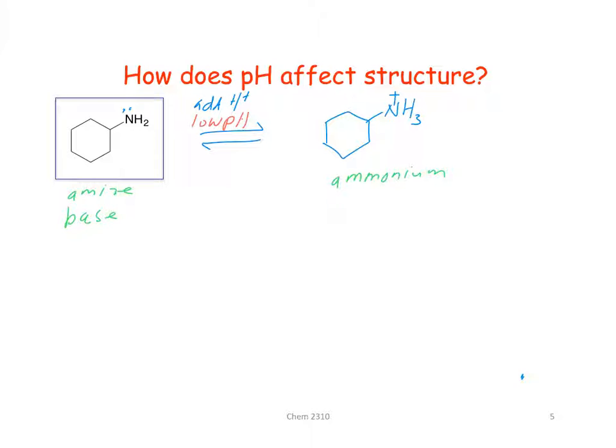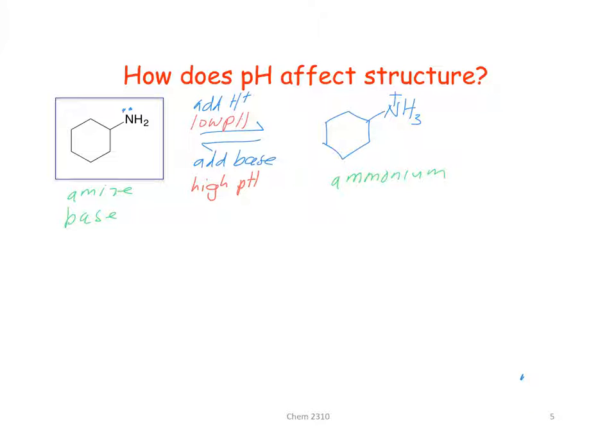back to the amine would mean that we have to remove a proton. So what we would do is add base. That base would pull off one of these protons and it goes straight back to the amine. So this is going to happen under basic conditions, so at high pH.